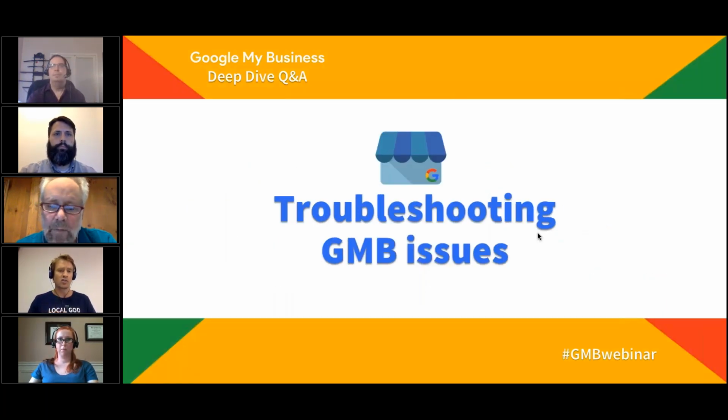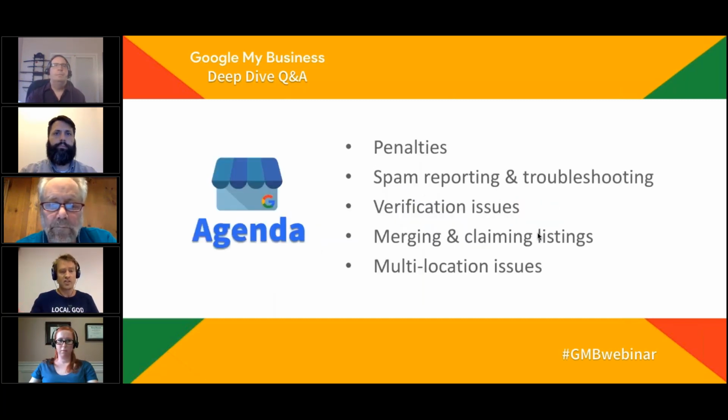Today's one is looking at troubleshooting of GMB issues. And this is the agenda that we're going to cover today. We're going to look at penalties first, then we're going to look at spam and reporting and troubleshooting, then the verification issues, merging and claiming listings, and multi-location issues.